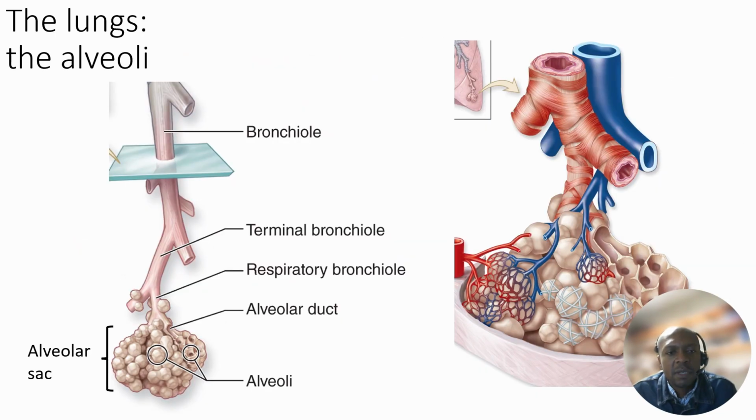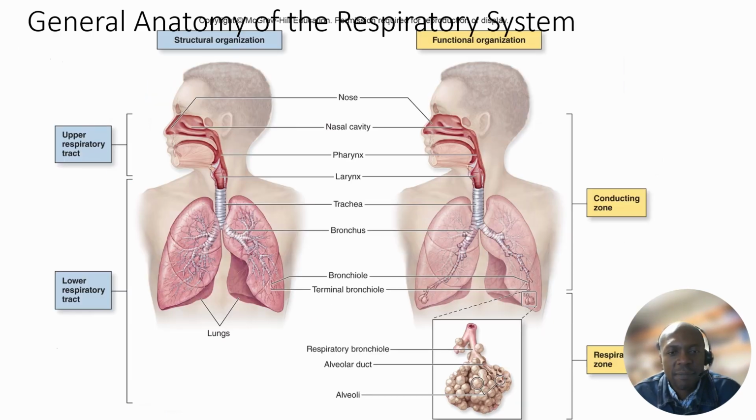And then in the lungs, you have the bronchioles that branch off the bronchi, and the bronchioles ultimately branch off to terminal bronchioles, which lead to respiratory bronchioles, and that ends up in an alveolar duct, ultimately ending up in an alveolar sac.